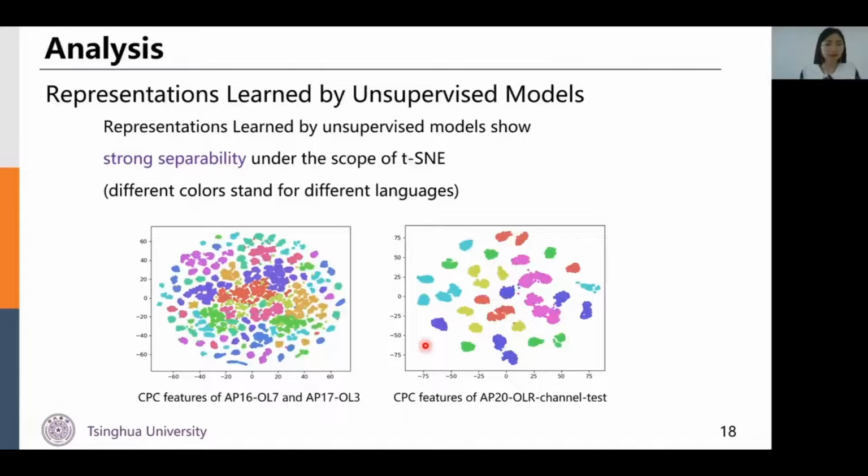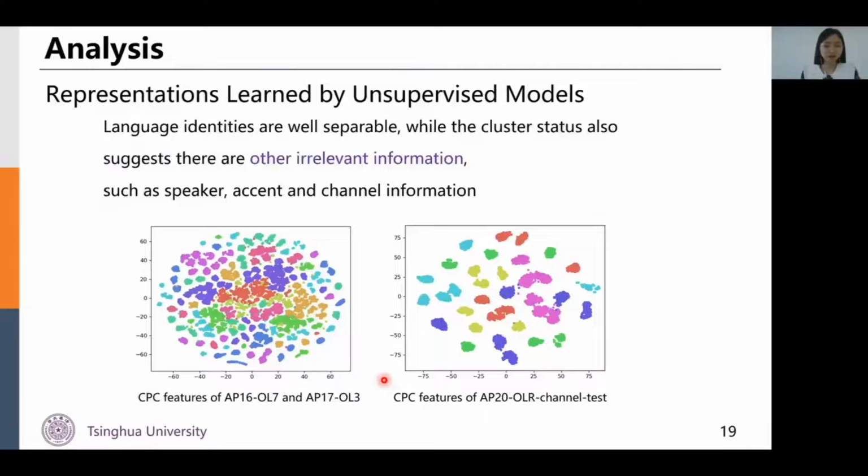To better illustrate the working mechanism of the unsupervised-model-based system, we visualize the representations learned by the self-supervised models with t-SNE. Different colors stand for different languages. From the figures, we can find that the languages' identities are well separable, while the cluster status also suggests there is other irrelevant information, such as speaker, accent, and channel information.